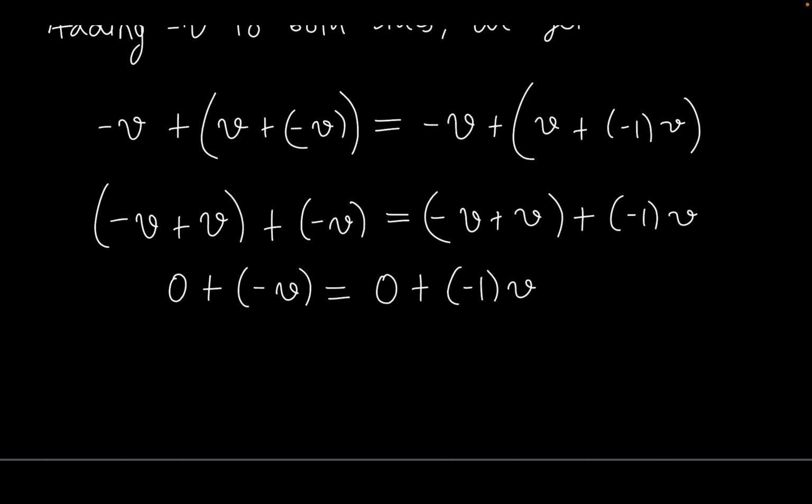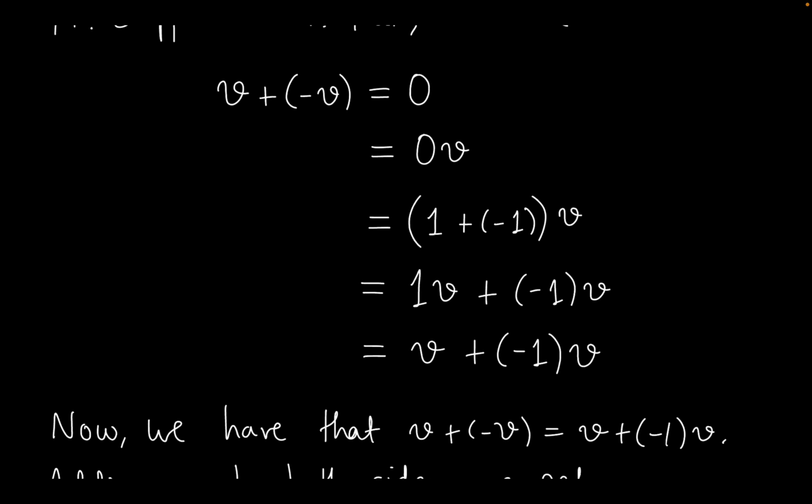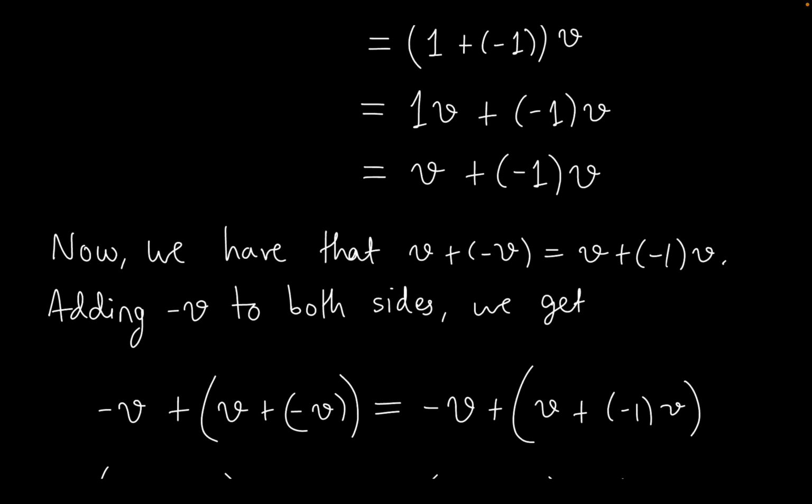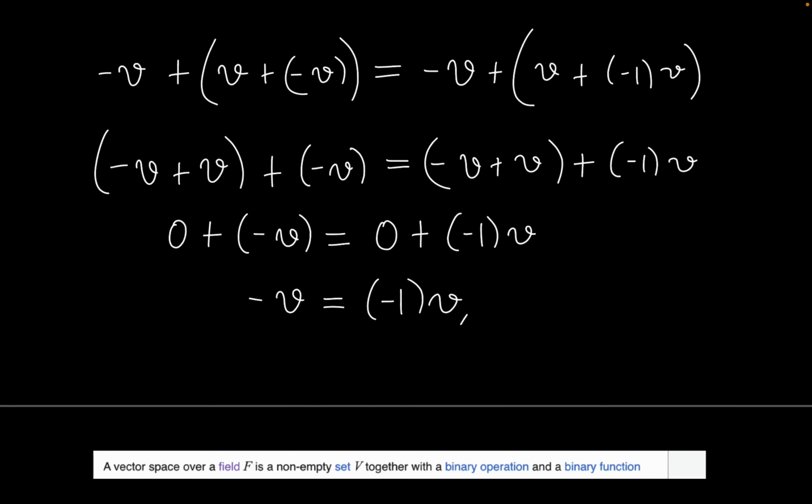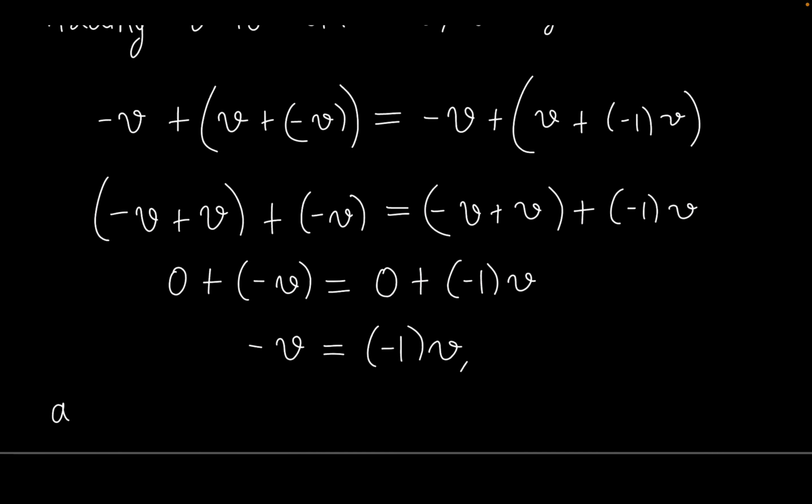Now 0 plus anything is just that thing. So -v is equal to, again, 0 plus anything is that thing, -1v. So -v is equal to -1v. If you notice, this is exactly what we want to show. So -v on the left hand side is equal to -1v on the right hand side, which is that same equality in reverse. So this is what was desired. So that is the end of our proof.